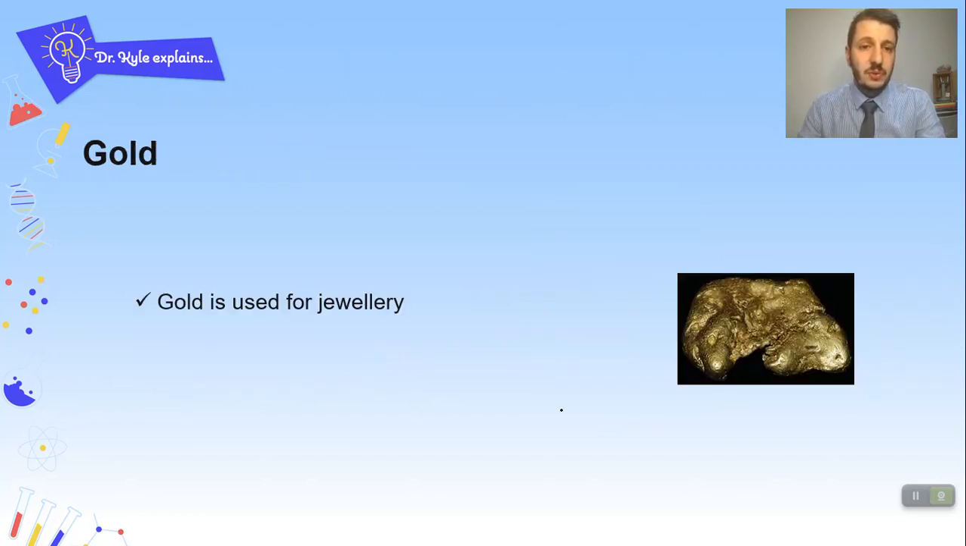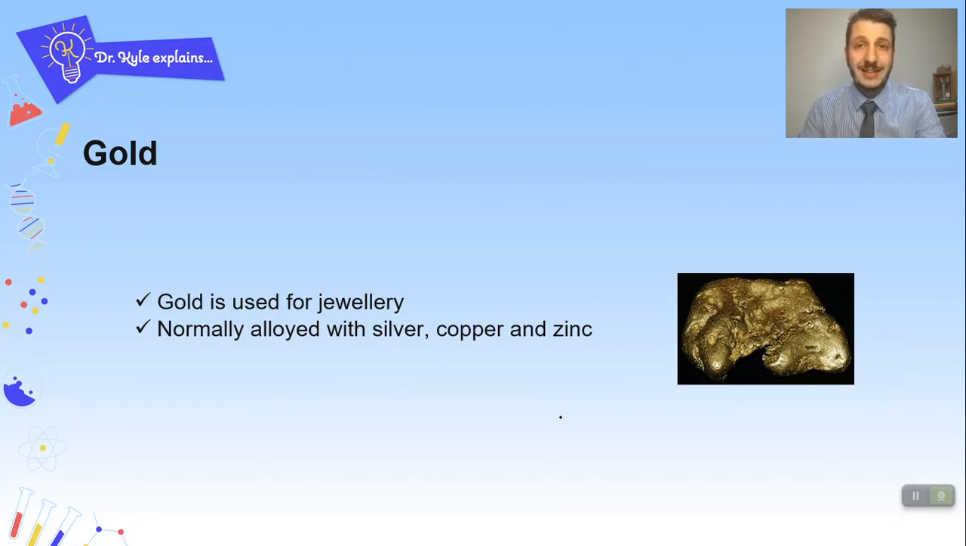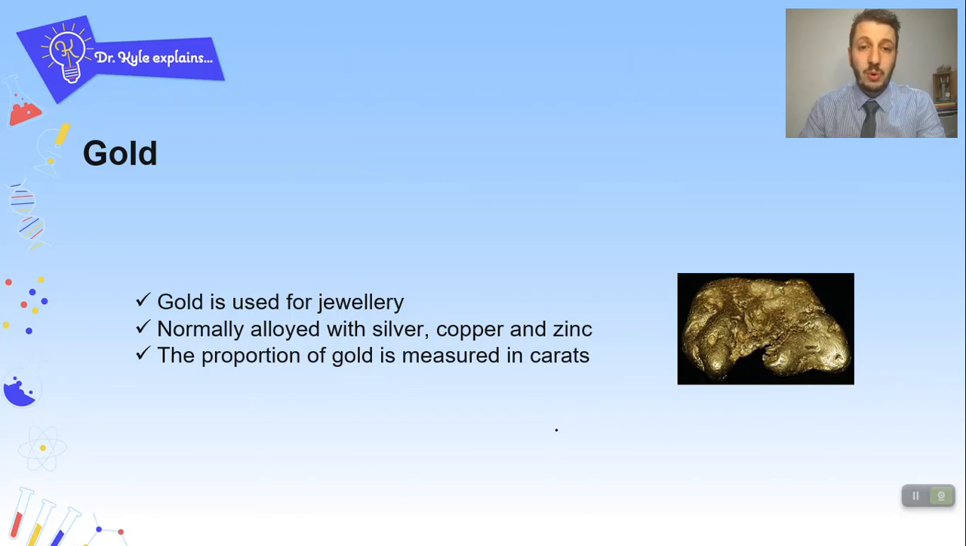Gold. So gold is used for jewellery. Normally alloyed with silver, copper and zinc, and so it's rare that you would get pure gold. Now pure gold is what's known as 24 carat gold, so the proportion of gold is measured in carats, 24 being 100% and 18 being 75%.